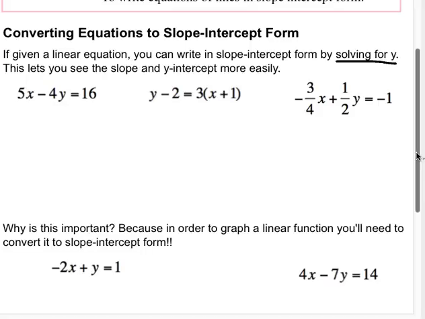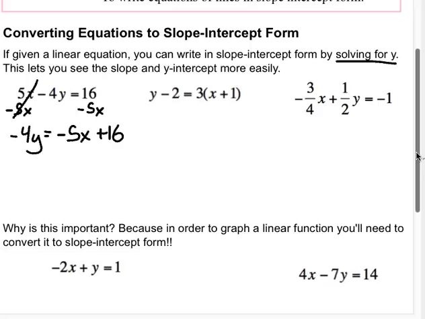So for example, in this one, I want to solve for y. I want to get y by itself. So the first step, I'm going to move the 5x away. By moving the 5x away, I'm still left with the negative 4y. Now the negative 5x can't combine with the 16 because obviously they're not like terms. So I just leave them separate.